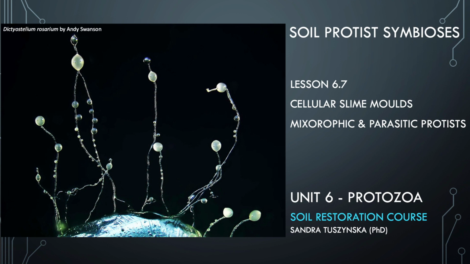So this is the end of lesson 6.6. And in our next lesson, we'll look at soil protist symbiosis. So the different relationships that soil protists have with one another, such is the case with the cellular slime molds, but also with other organisms, in the example of algae being incorporated into mixotrophic protists and living endosymbiotically, and parasitic protists that live partly in soil and partly in the bodies of animals. So you'll be hearing from me again in lesson 6.7.